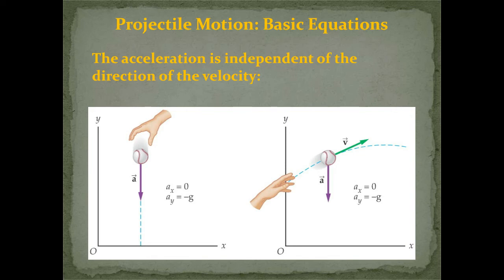And this is what I mean. If you drop a ball, the x acceleration is 0, the y acceleration is negative g. If you throw it, it's the same case. It's still accelerating at 0 in the x direction and negative g in the y direction. So the acceleration is independent of the direction of the velocity.